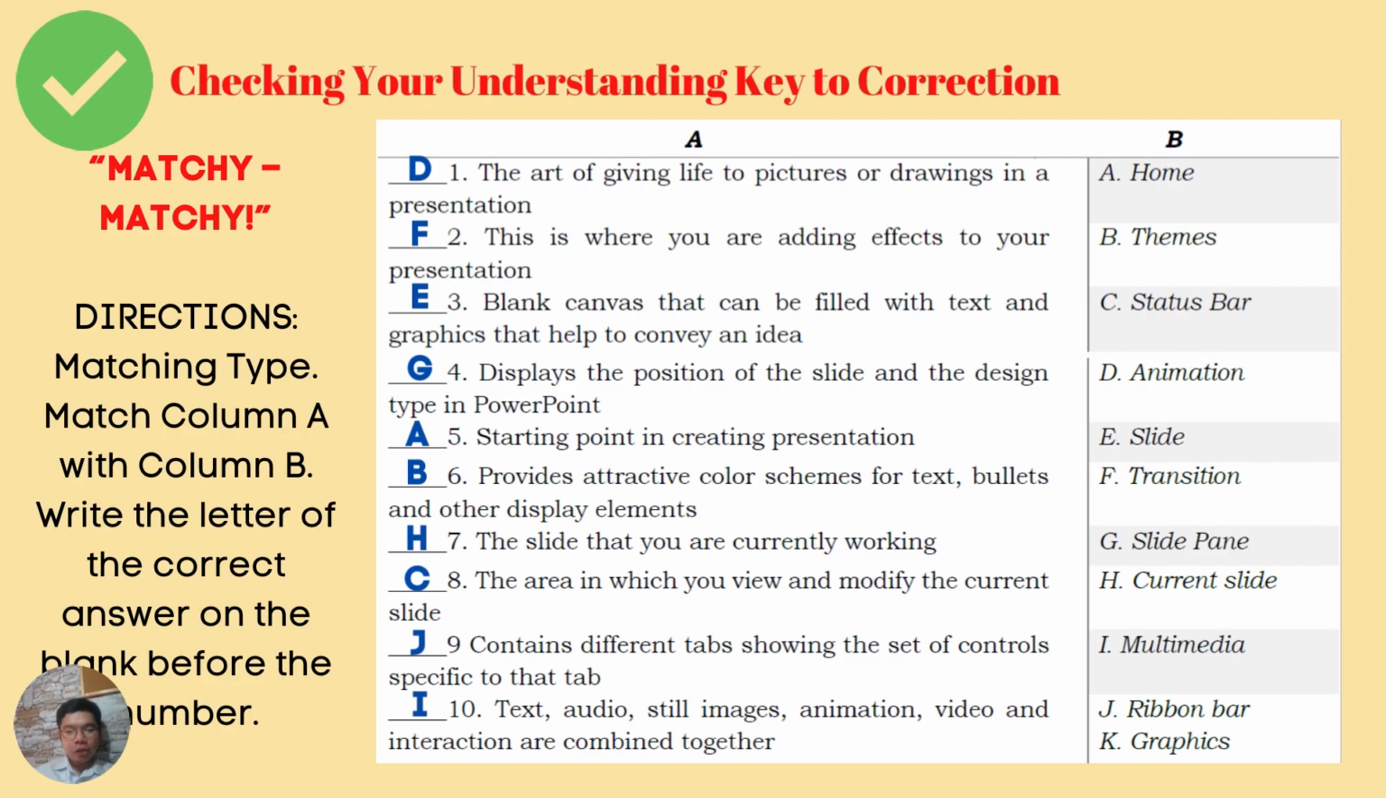So here's the key to correction. Number 1, the art of giving life to pictures or drawings in a presentation. It's letter D, animation. 2, this is where you are adding effects to your presentation. Letter F, transition. 3, blank canvas that can be filled with text and graphics that help to convey an idea. It's letter E, slide. 4, displays the position of the slide and design type in PowerPoint. It's letter G, slide pane.